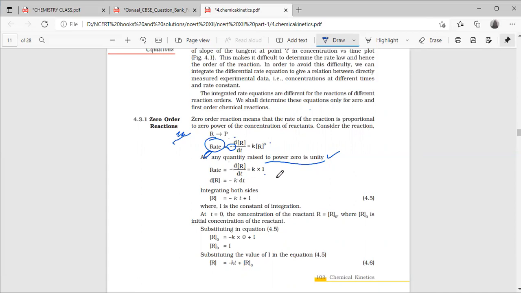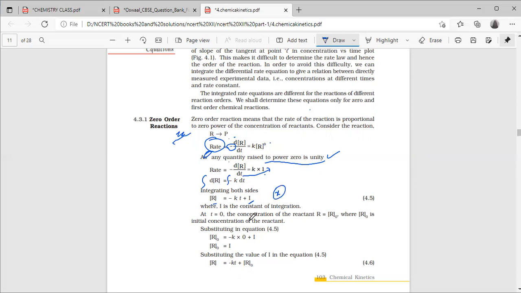Then this step you can understand easily. dt and k obviously can multiply. Now dt I am taking this side. dR equal to k into dt. Minus is there, okay. Then what I am doing, integration, both sides integration. Integration of dR equal to R, minus k as it is. Integration of dt equal to t plus I. I took it as x.